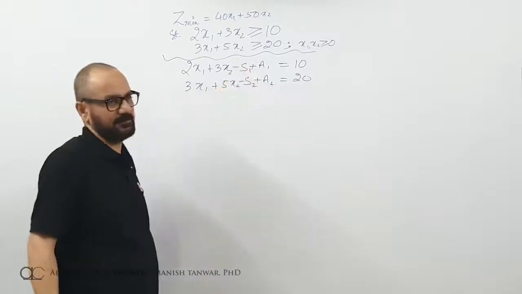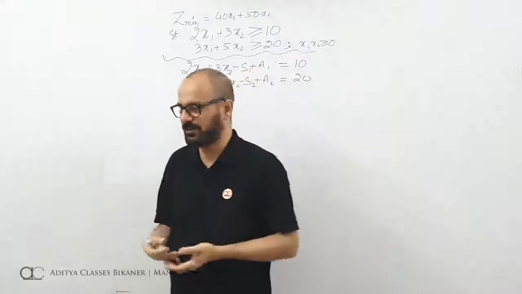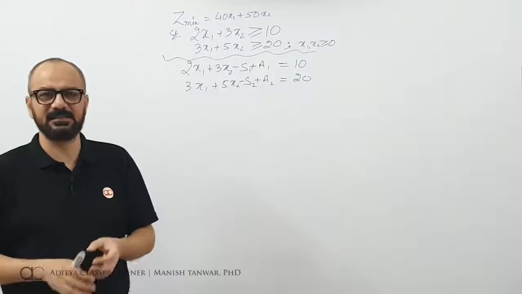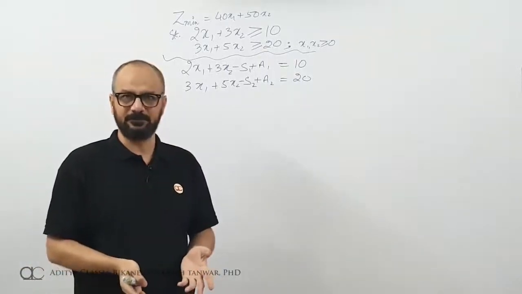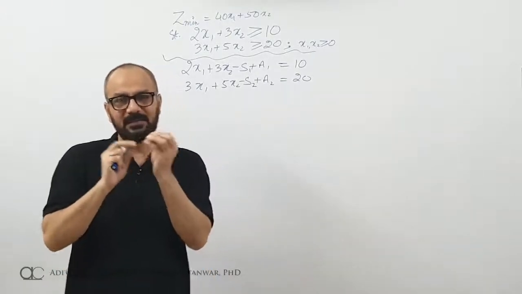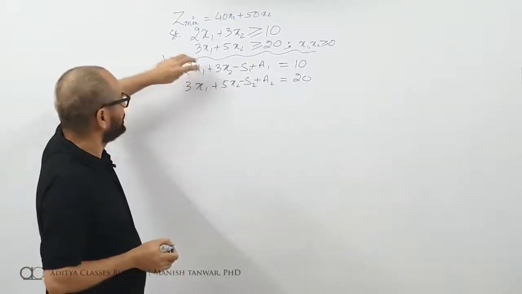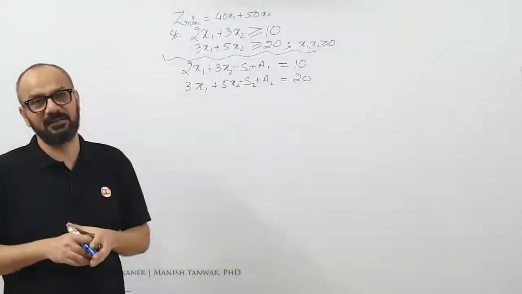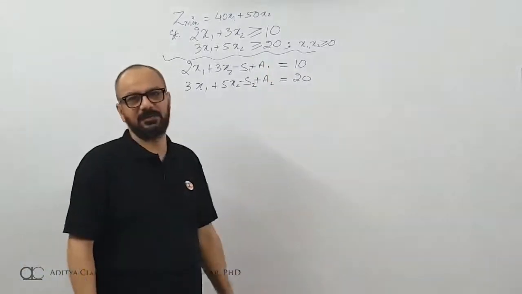Now, what is artificial? Slack I can understand, I can explain you. Surplus I can understand, I can explain you. What is artificial? There is no explanation. As the name suggests, it is an artificial variable. It is not at all a variable. We have introduced it so that I could avoid that mathematical inconsistency that I have got. What was that mathematical inconsistency? 0 plus 0 plus 0 is equal to 20. So 0 is equal to 10, 0 is equal to 20. That was mathematical inconsistency. In order to avoid that inconsistency, I am adding artificial variable.